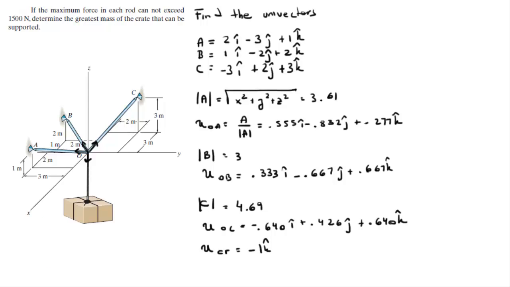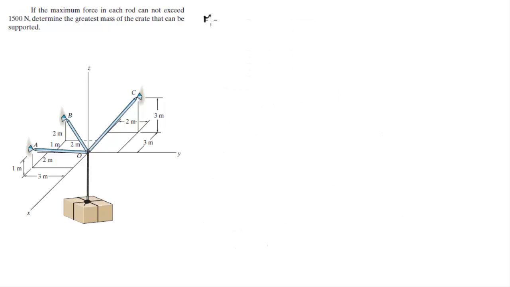Once you do that, the second step is to multiply univectors by tensions or forces. Now we have three tensions and one force. I mean, actually they're all forces because it's a rod. So we have the force going towards B, the force going towards C, and the force going towards A, and the tension created by the weight of the crate. So this is the weight.